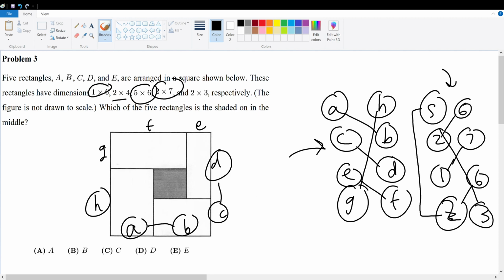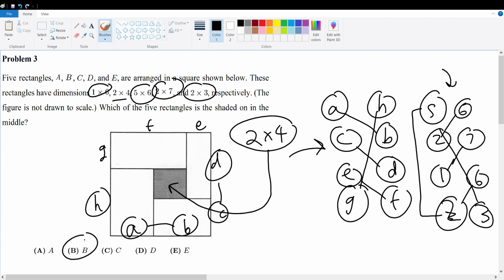In this case, we used up every single dimension except 2 by 4. So that dimension must be the dimension of the inner square. Therefore, our answer choice is answer choice B, since B corresponds with 2 by 4.